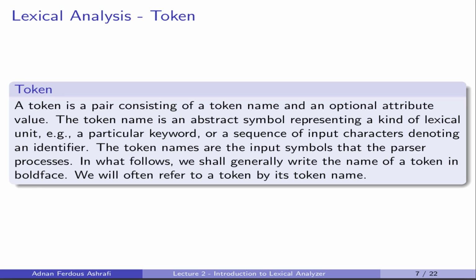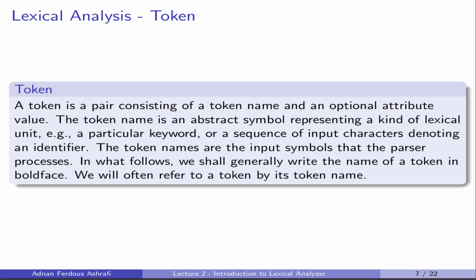Token is a pair consisting of a token name and an optional attribute value. So the token name is an abstract symbol representing a kind of lexical unit. For example, a particular keyword or a sequence of input characters denoting an identifier. The token names are the input symbols that the parser processes. In what follows, we shall generally write the name of a token in boldface. We will often refer to a token by its token name.